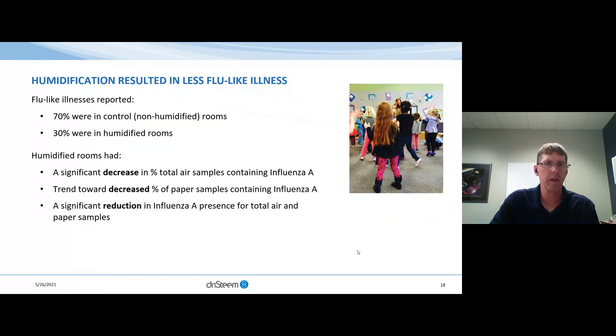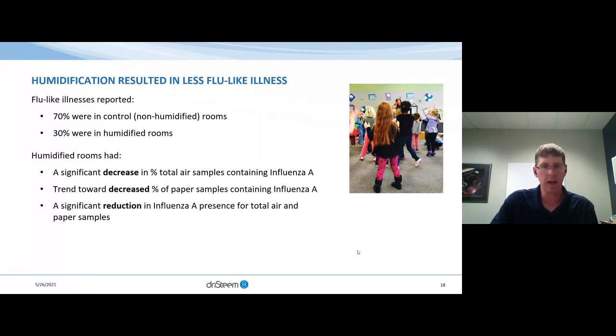And so what the findings were that flu-like illnesses were less in the humidified room, more than half less of that. And then there was also a significant reduction in terms of samples within the air of influenza A. There was a reduction in terms of samples on the surface.